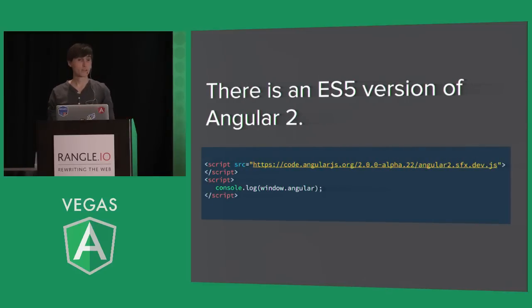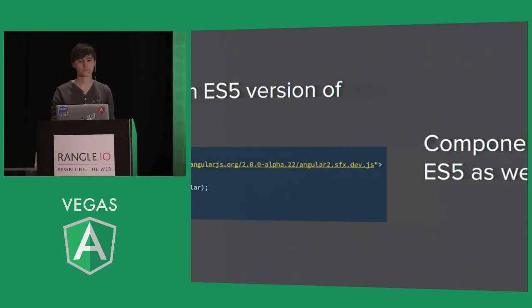Luckily for you, there's actually an ES5 version of Angular 2. This is a real-life CDN URL that if you went to it, it would give you a big JavaScript file, and you could start using Angular 2 in the dev preview today. What this does is give us an Angular object on the window, just like we use with Angular 1 today. So we can call out to window.angular.